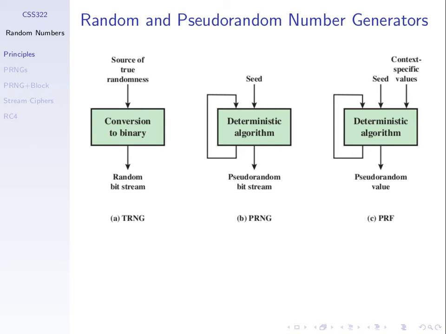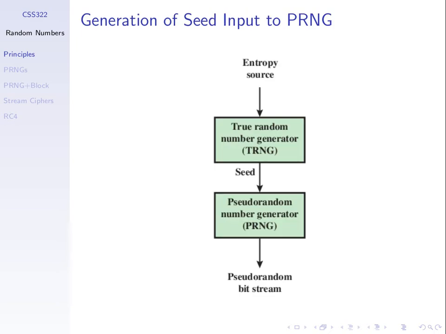The problems with true random number generators: either you need some physical device to measure the randomness, or they produce just small values per second. But if we only need to produce a seed, which may be, say, a 64-bit value, then we can use a true random number generator and then use that seed to produce a long sequence of random bits. Shown here, a true random number generator generates a seed, and then the seed is used in a pseudo-random number generator. That's needed in some cases.